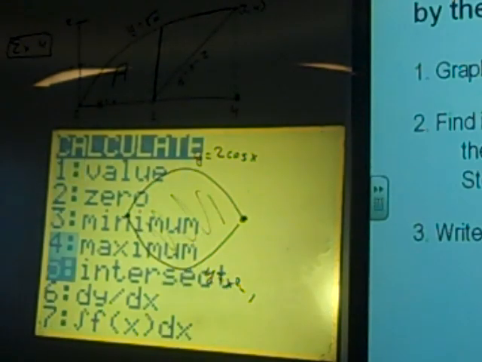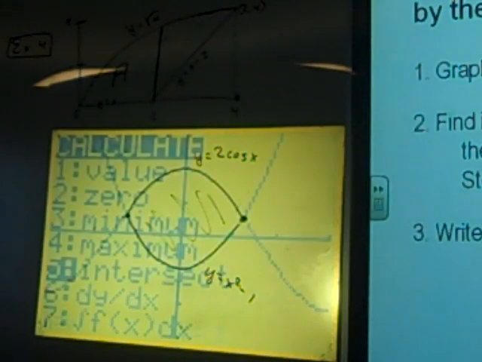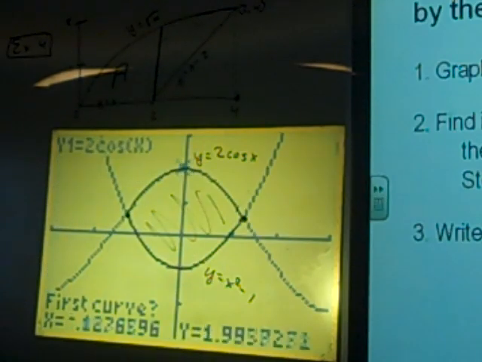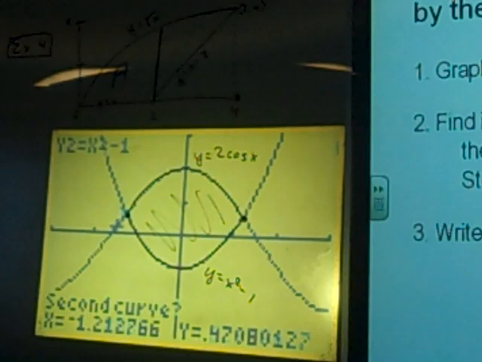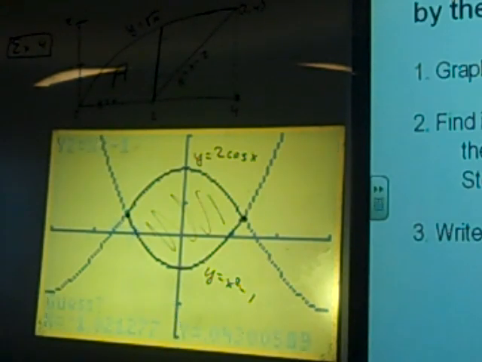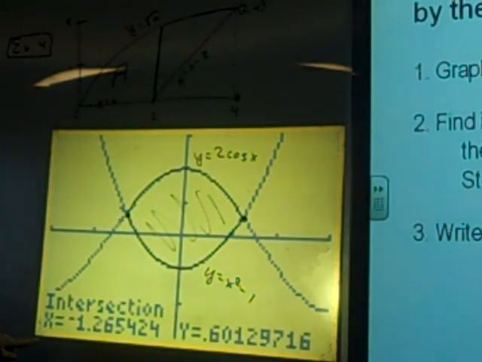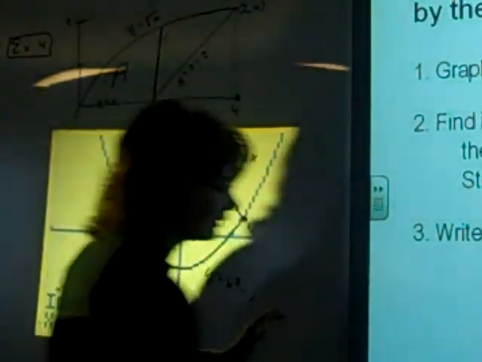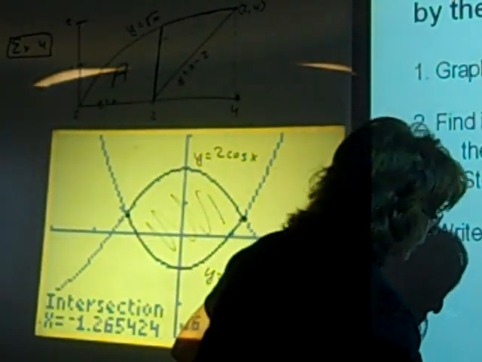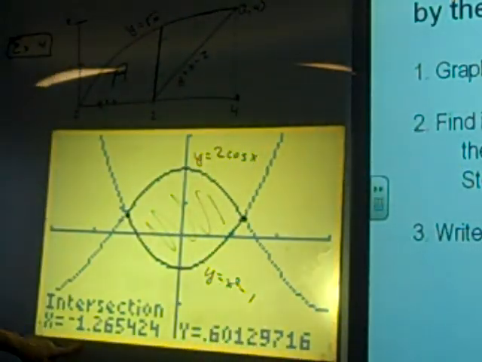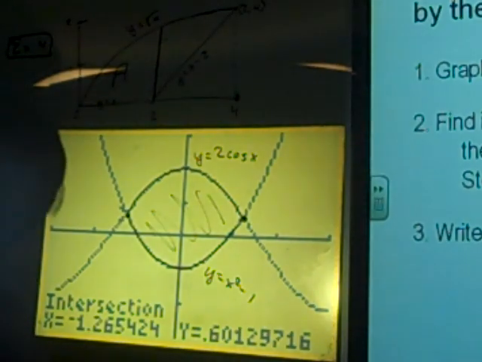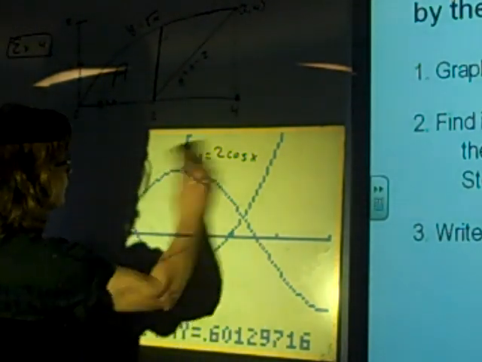So I'm going to calculate my intersect here, and I'm going to take my cursor and move it down. And then I'm going to go to the other side. And I see I'm at negative 1.265424. It's messy. And I can't put that in here, and I don't want to round. So what I'm going to do is store this value in my calculator. And we're going to erase this so you can read that.